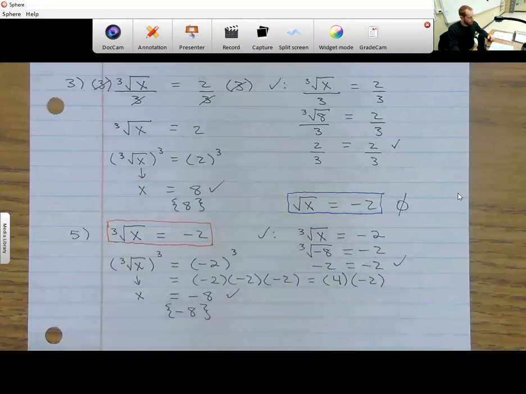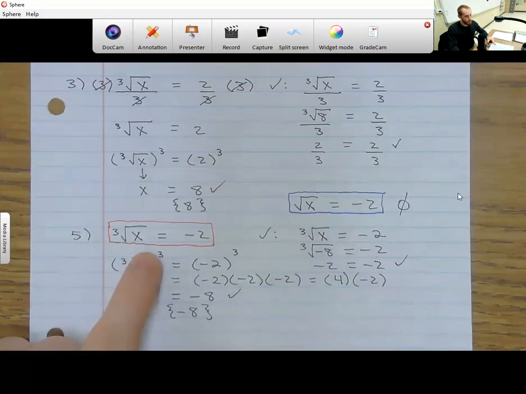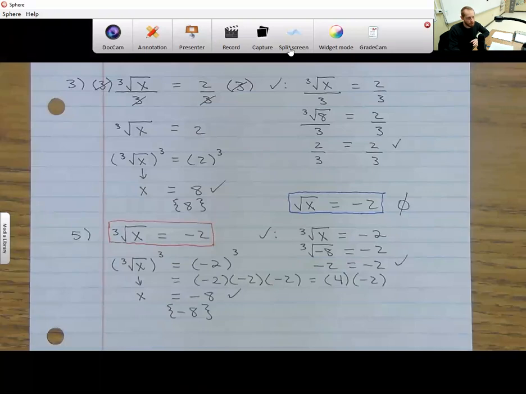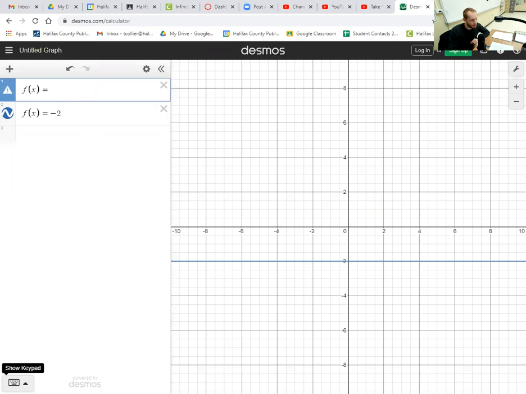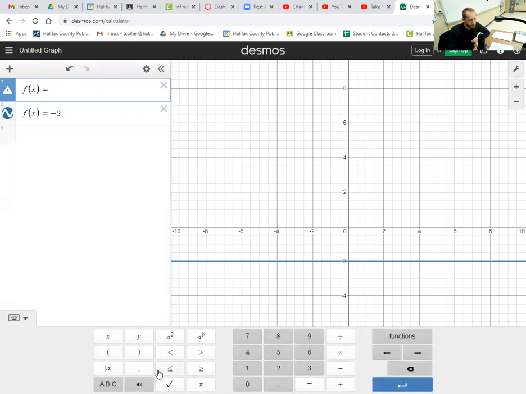But what if I was to graph the red equation? Let's try that. So I want to graph the cube root of x now is equal to -2. So I'm going to go back to Desmos. There we go. And instead of having a square root of x, I want a cube root of x. So I'm going to delete this, and I'm going to pull up my keypad at the bottom. At the bottom, you'll see an icon that says Show Keypad. I open it up, and I want to get a cube root somehow. And that's actually going to be under Functions, I believe.